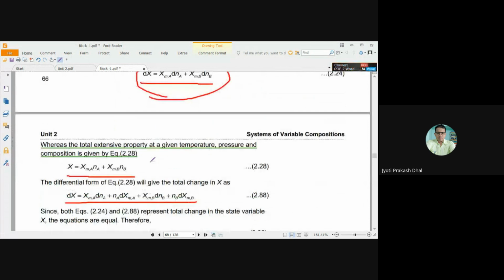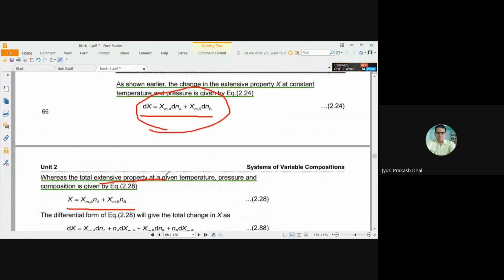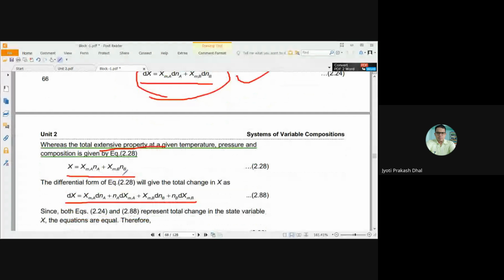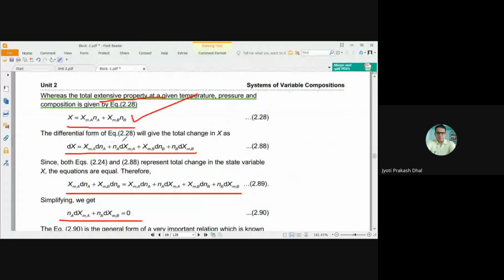Whereas the total extensive property at a given temperature and pressure and at a given composition can be found by integrating this equation. So integrating this equation, we can write X equals X_mA nA plus X_mB nB, and the differential form of equation 28 will give the total change in X.